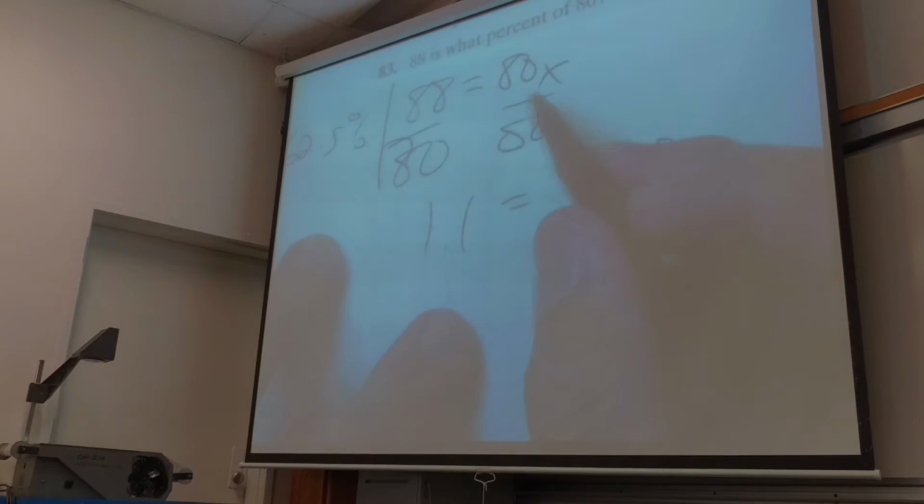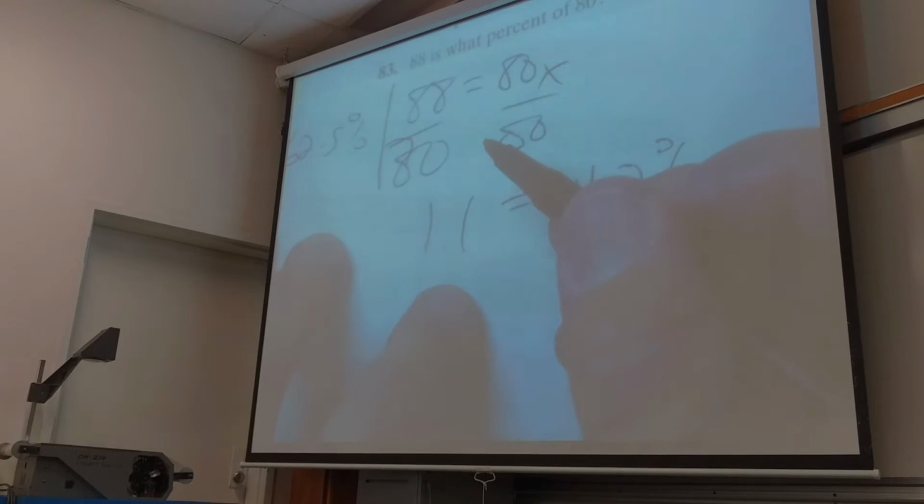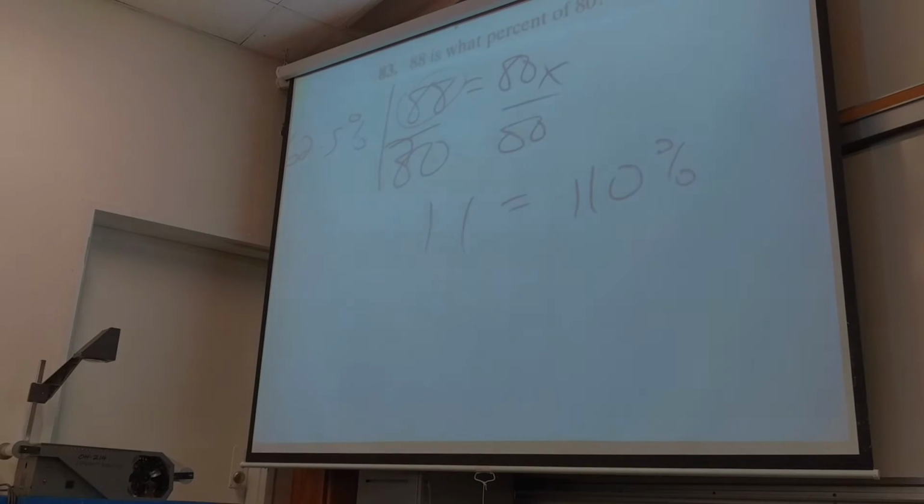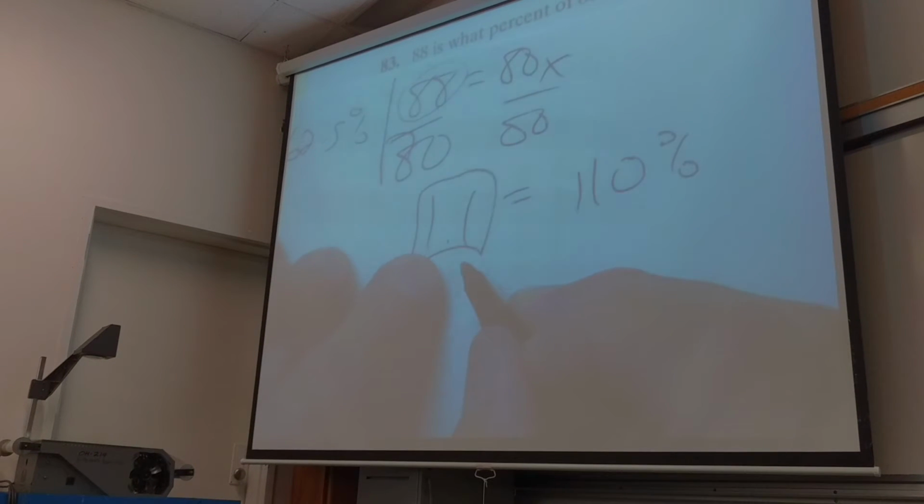1% of 80 would be 8, right? This is 88. I mean, that's a lot more. Actually, 10% of 80 would be 8. 1% of 80 would be 0.8. So if I get 1.1, that is a decimal currently. I can then change it into a percentage.